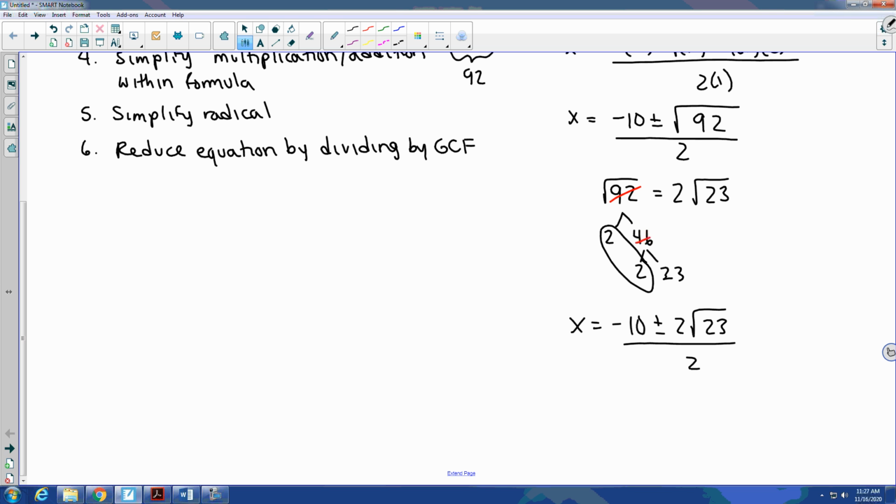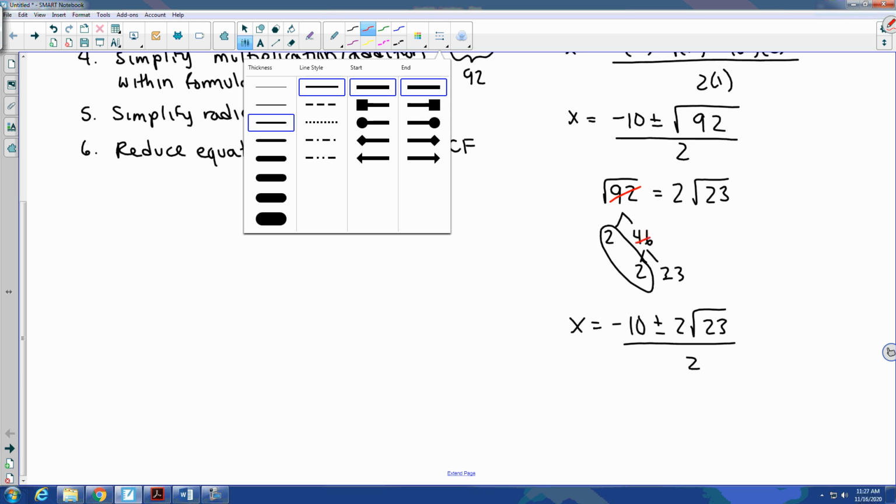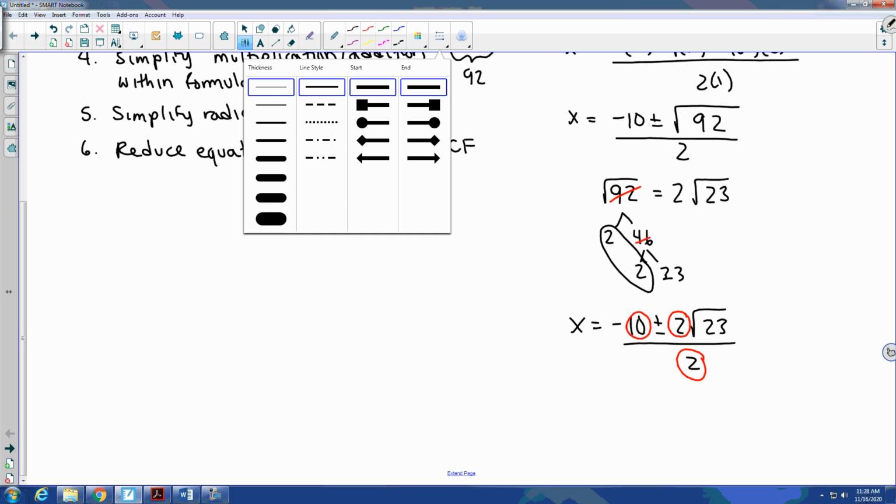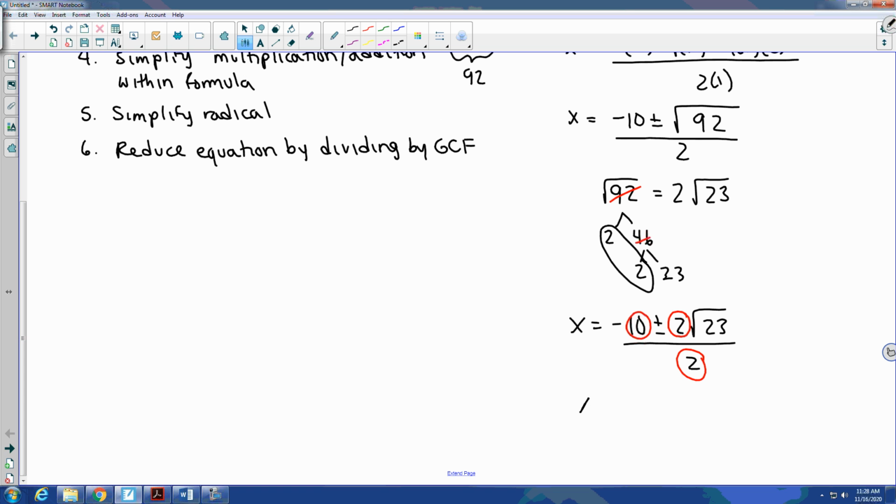Then the last step says reduce equation by dividing by GCF. So I look at all the numbers that are not within the square root. I don't want to consider what's in the square root. Can they all be divided by the same thing? The answer is yes. So I'm reducing the equation by a GCF of 2. I divide them all by 2, and here's my final answer.